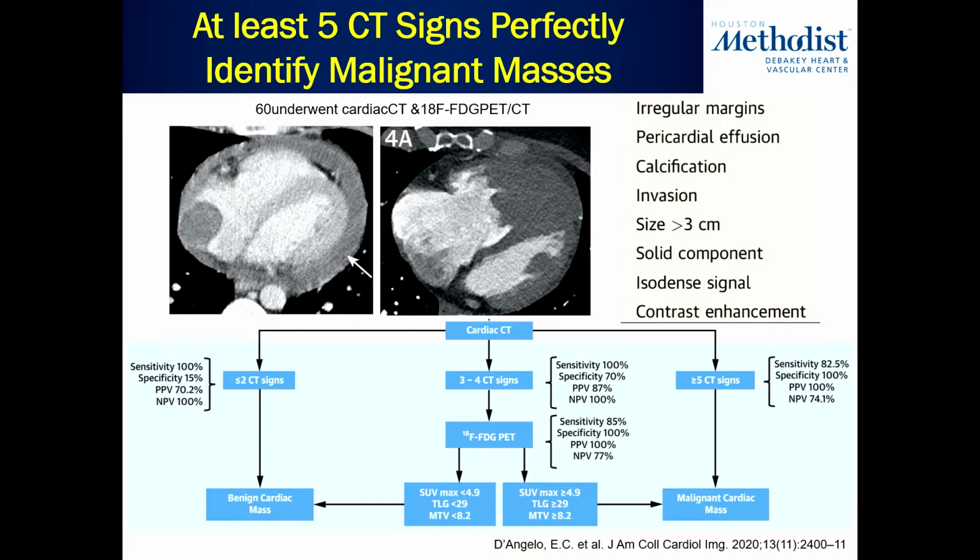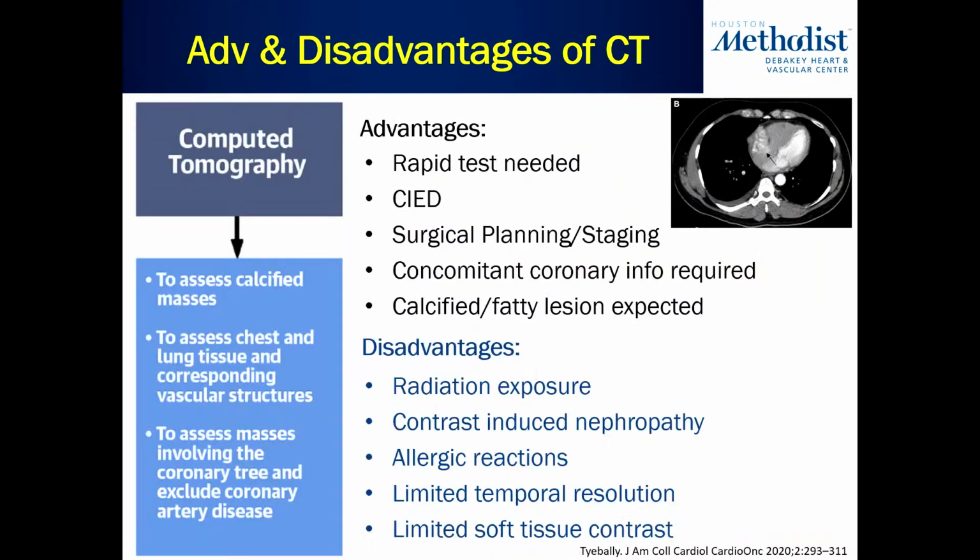And in those cases where you would find an SUV more than 4.9, those lesions all turned out to be malignant. So just something, if you happen to be rounding and you have a chance to see a mass on the surface, sometimes we can use a combination of these studies to help figure things out before they hit the operating room.